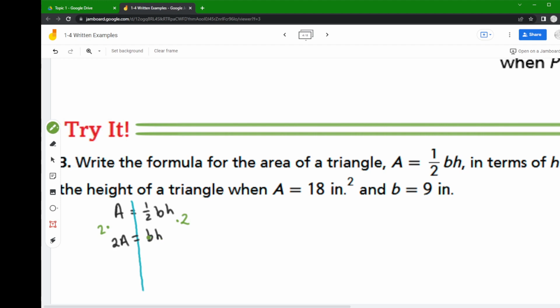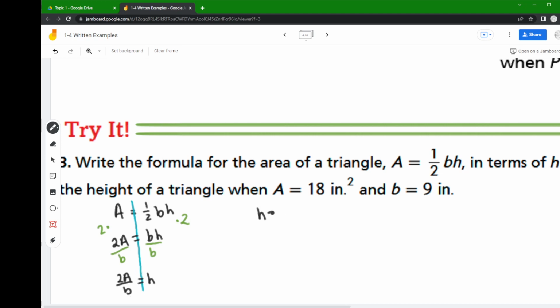Now remember, when two letters or a letter and a number are touching, that's multiplication. And so the inverse operation of multiplication is to divide. So I'm just dividing both sides of the equation by B, so that H will be left alone. So there's the formula, all right?